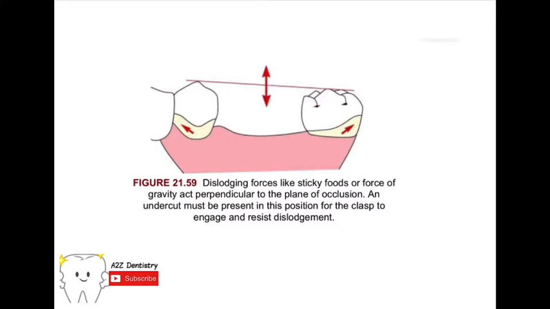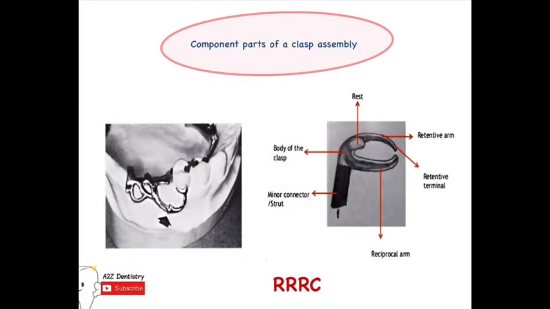Therefore we need an undercut, and this undercut basically serves as a base within which our clasp will come and fit, so that it can resist the masticatory forces and prevent the dislodgement of the denture. So there are certain ideal requirements that a clasp must fulfill, but before understanding that, we must understand what are the components or the parts of a clasp assembly.